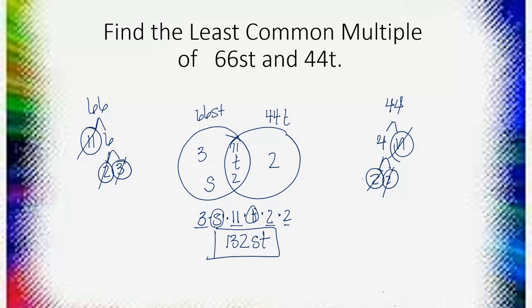Okay? It's kind of complicated once you start throwing letters in there, but if you use your Venn diagram the same way and just break it up, it makes sense to see it that way. And then remember, GCF is what's in the middle. LCM is all the terms multiplied together.